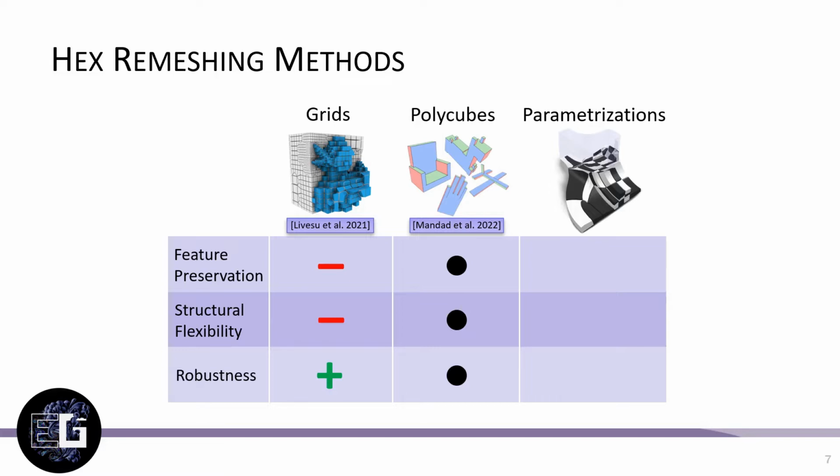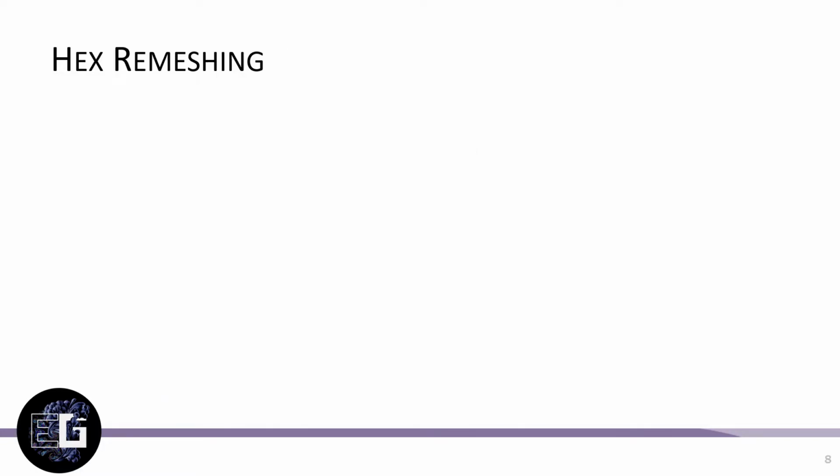Parameterization-based methods, on the other hand, are best suited for the tasks of feature preservation and provide maximum structural flexibility, at least in theory. In practice, their application is hindered by robustness issues. The motorcycle complex, as we will show, can be used to significantly increase the robustness of these approaches. But how is that? Let's take a look at the pipeline for hex remeshing based on parametrizations.